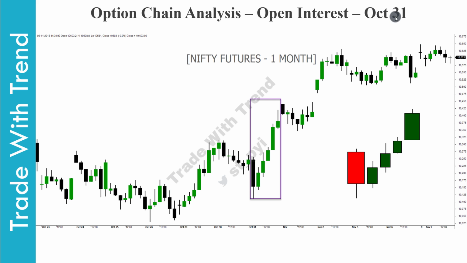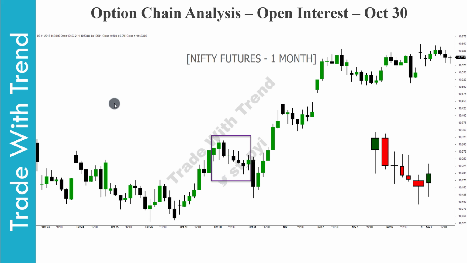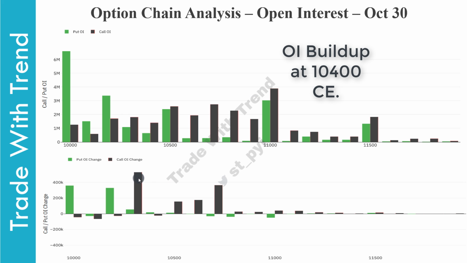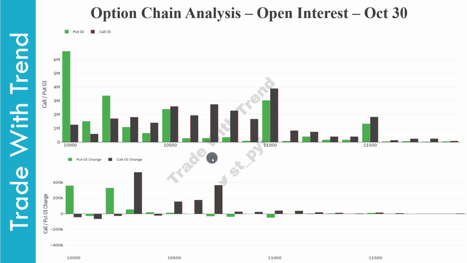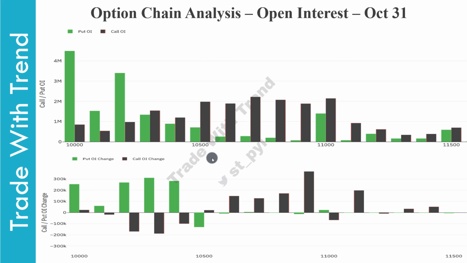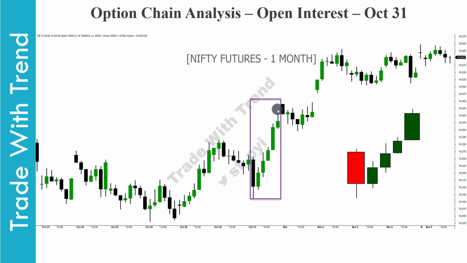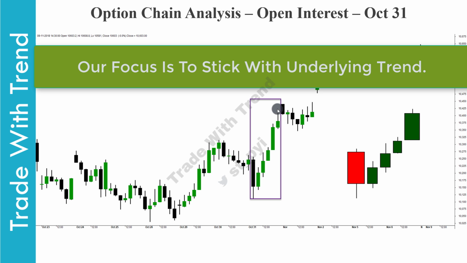So look what has happened on October 31st. Price has moved up. On October 30th, price actually moved down with a kind of consolidation makeup. But look at what had happened in the open interest segment. There was huge open interest buildup at the 10,400 call option. So typically when such days happen, traders do get confused and miss out on the sessions that usually show up after such sessions. And this is what I'm going to address in this particular video.